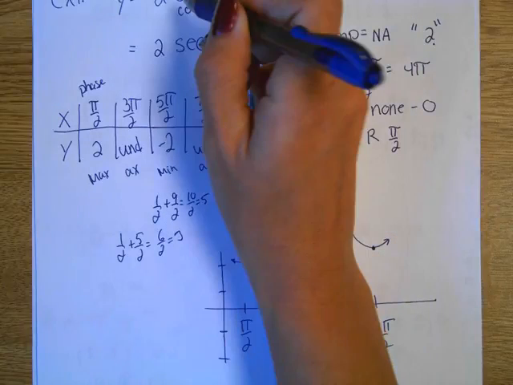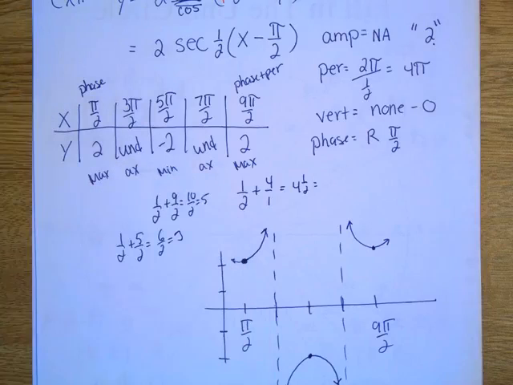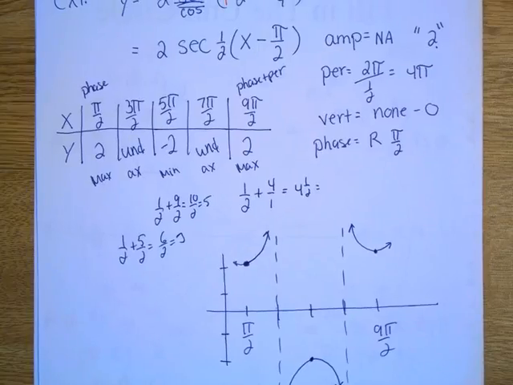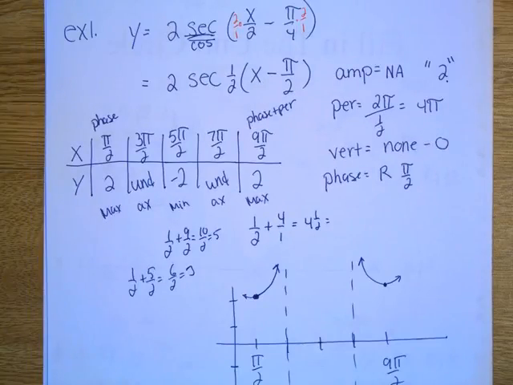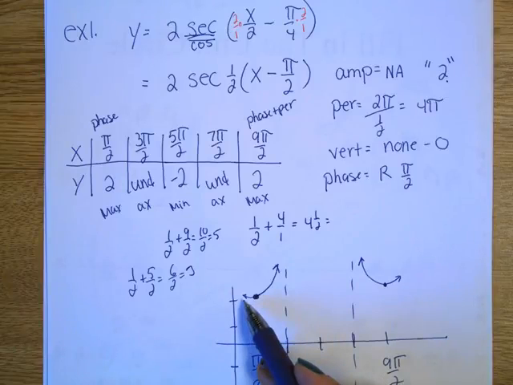Because that's cosine. I started out with secant. Short, quick question. Yes. How come the ones that you did on the side, do they always approach the undefined thing? Yes, always.